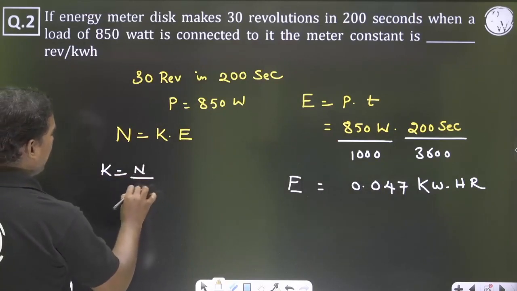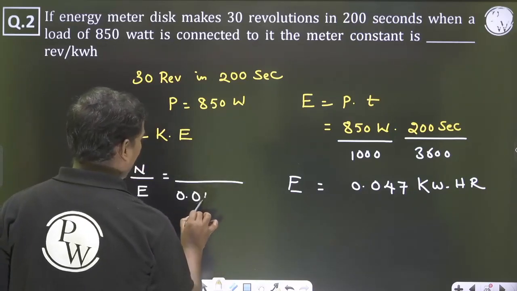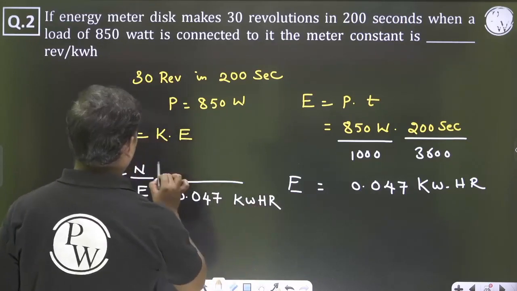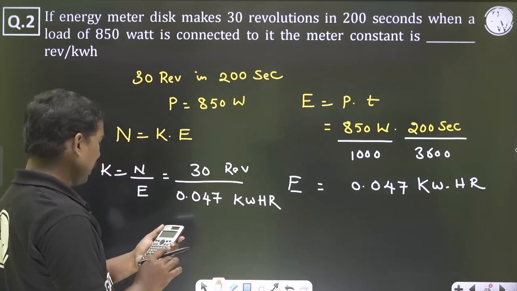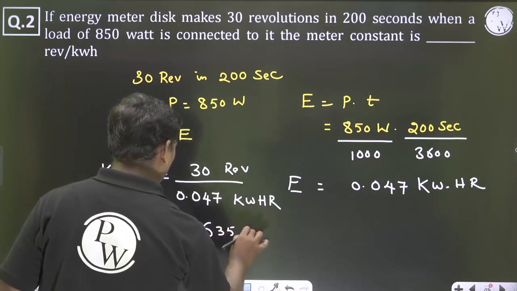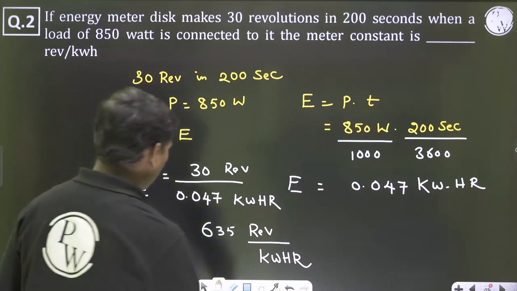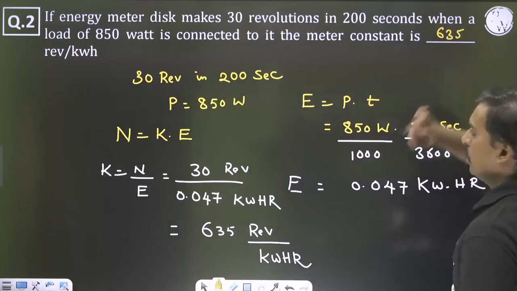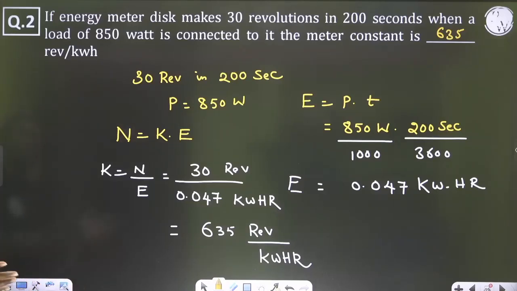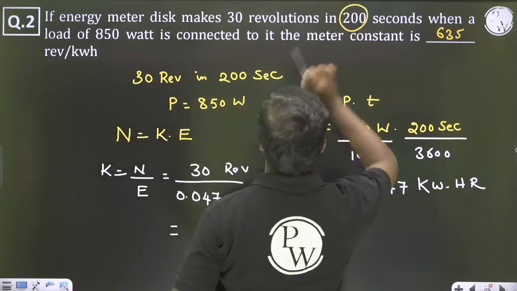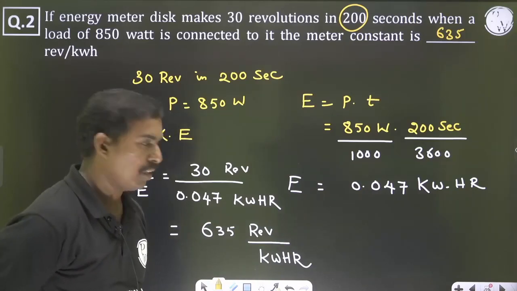Now the question asked is K. K is equal to N by E. That is 30 revolutions divided by 0.047 kilowatt hour, which gives 635 revolutions per kilowatt hour. Clear? Simple. Don't miss the calculation part. Energy is equal to power into time, and the 200 seconds I have converted into hours. The right answer is 635 revolutions per kilowatt hour.